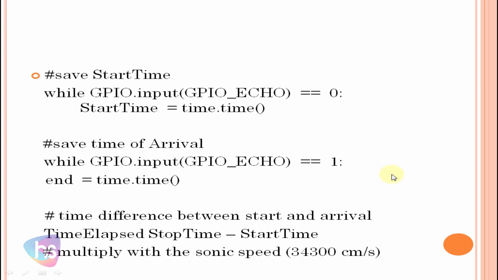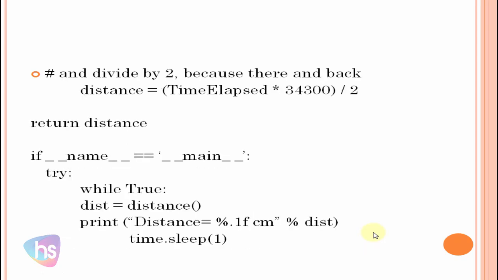Now the time difference between start and arrival: time elapsed is stop time minus start time, and multiply it with the sonic speed, that is 34300 cm/s, and divide by 2, because the ultrasound goes there and back. It comes from the object and it will be back. Hence we need the distance equal to time elapsed times 34300 / 2. Return the distance.